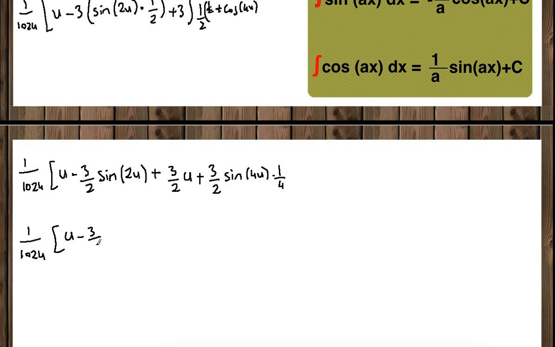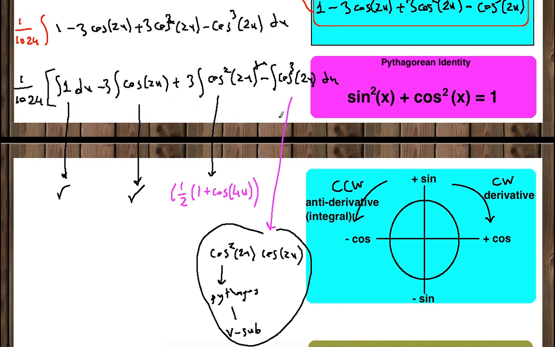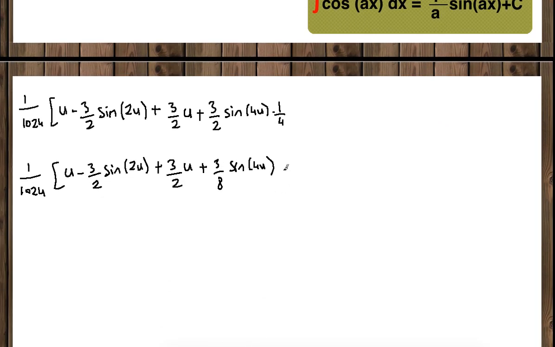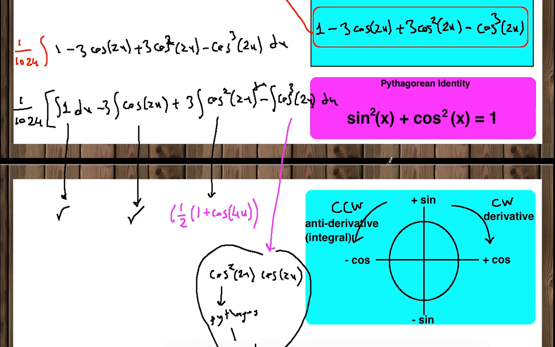u minus 3 over 2 sine of 2u plus 3 over 2u plus 1/4 times 3 over 2 is 3 over 8 sine of 4u. And we have minus cosine cubed of 2u minus integral of cosine cubed of 2u du. Let's check it. Yes, that's correct.